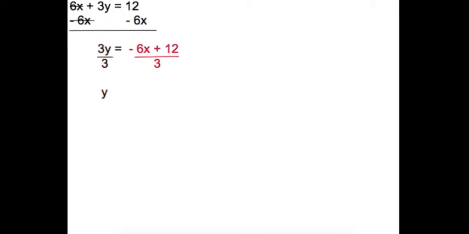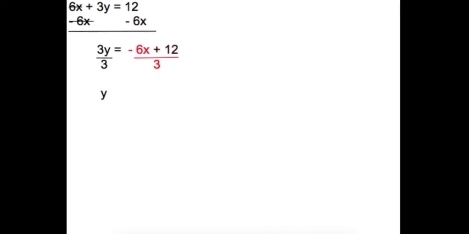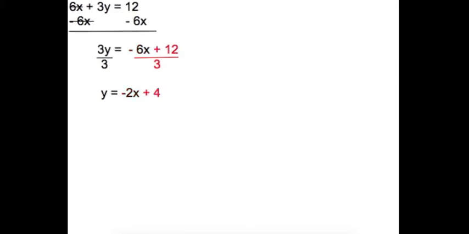Let's take a look at simplifying the right side of the equation now. We have to be careful because if we divide or multiply a side of an equation, we have to do it to everything on that side. So first we will do negative 6x divided by 3. This would be negative 2x. We also have to do a positive 12 divided by 3, which is a positive 4. So, we have successfully solved for y. Solving for y gives us an equation of y equals negative 2x plus 4.